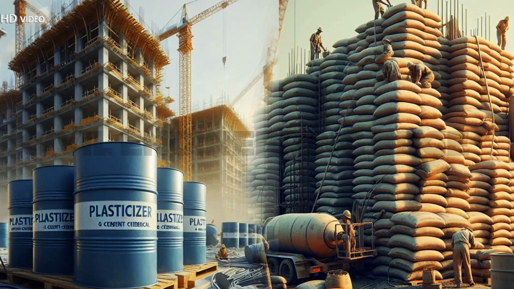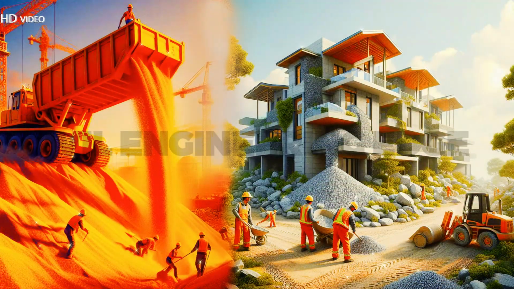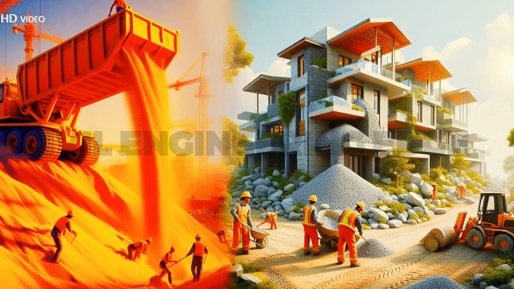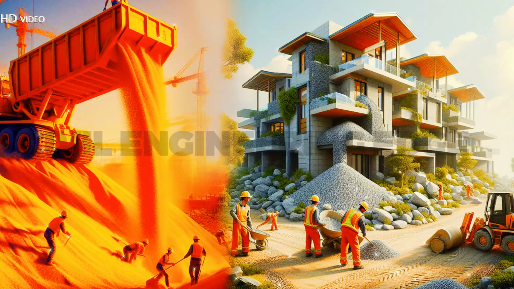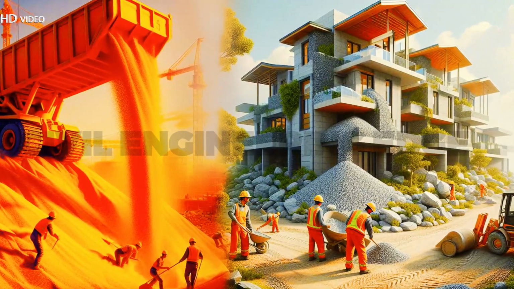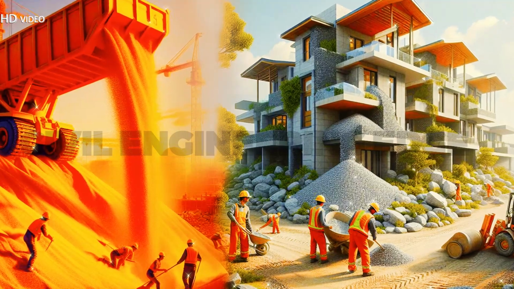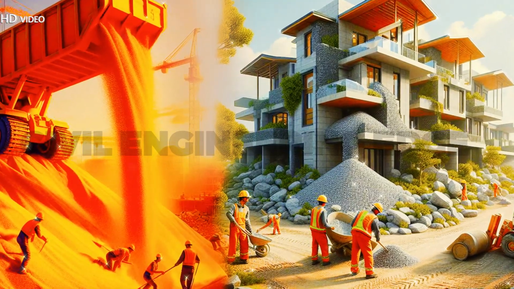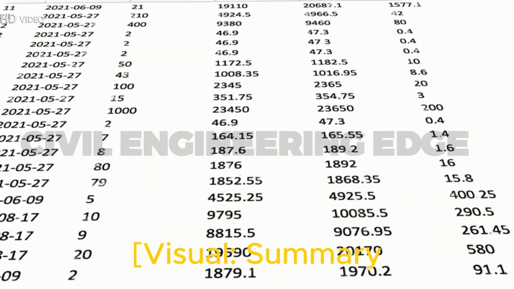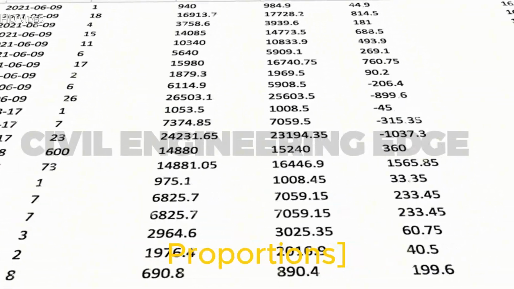Water equals 157.6 kilograms per cubic meter. Fine aggregate equals 821 kilograms per cubic meter. Coarse aggregate equals 1,110 kilograms per cubic meter. Admixture equals 3.465 kilograms per cubic meter. Visual: summary table of final mix proportions.